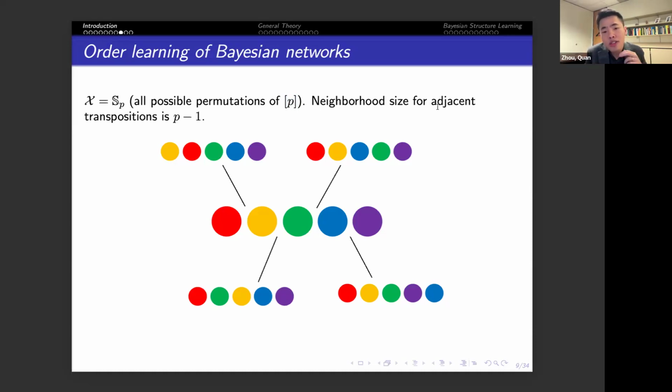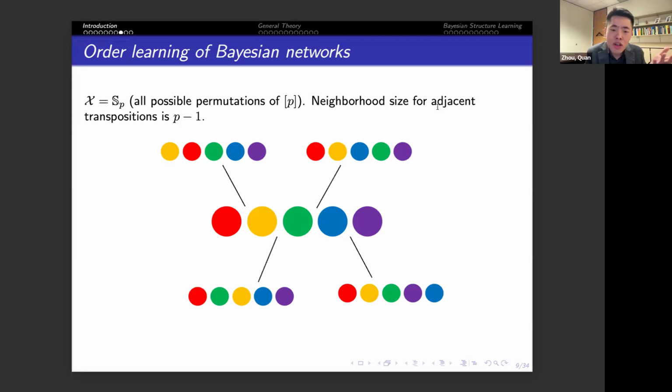Okay. So these are just some common examples for the discrete space statistical problems. We see that the underlying search space is very large, super polynomial in p, but the search neighborhood is always polynomial in p. Okay. So this makes the previous question on rapid mixing sensible.